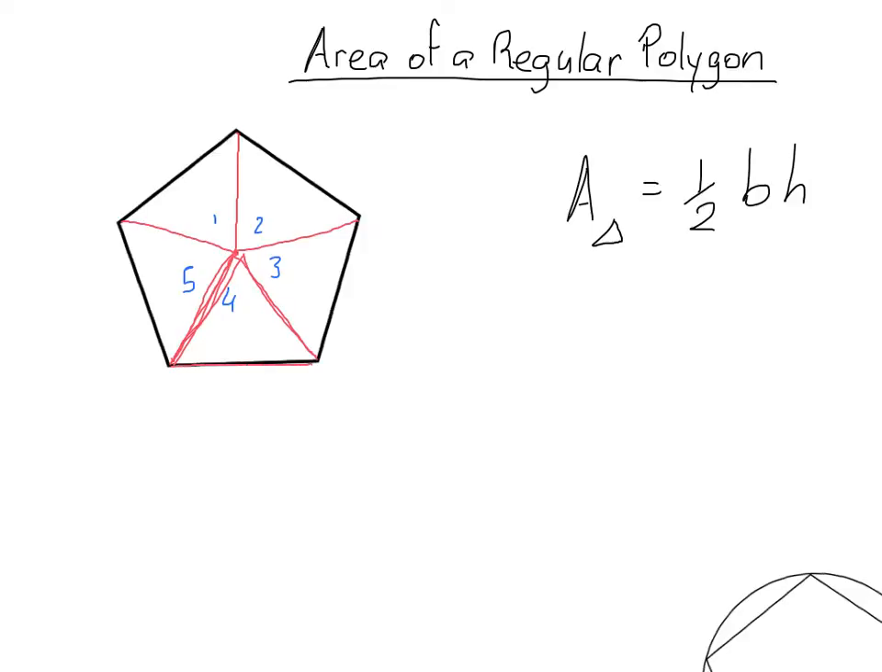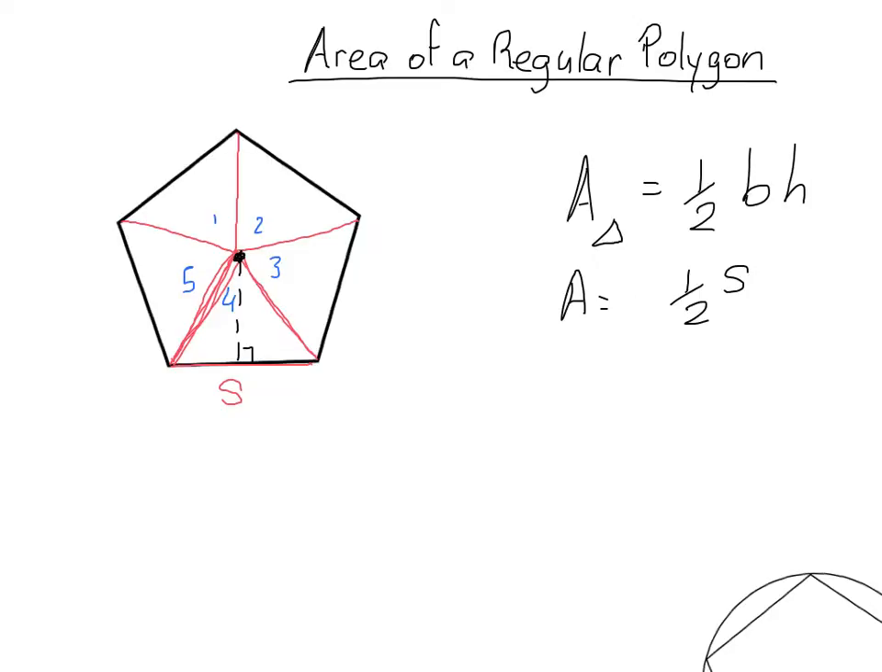If the measure of the sides of our pentagon is just, let's call it side, then in order to figure out the area of this triangle, it would be a half side, because that's our base in the triangle's case, times height. Now, the height of this triangle has a certain name. There is a name for the thing that goes from the center of our polygon perpendicular to the side, and that's called the apothem.